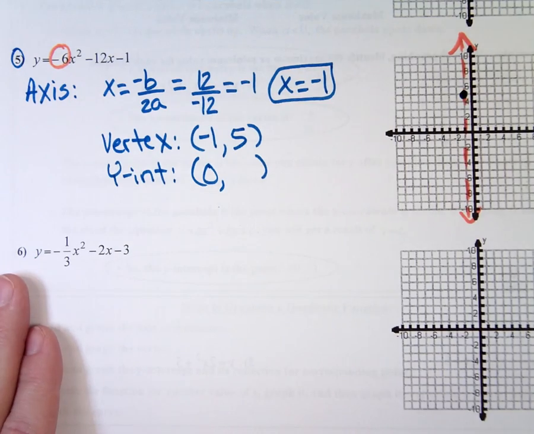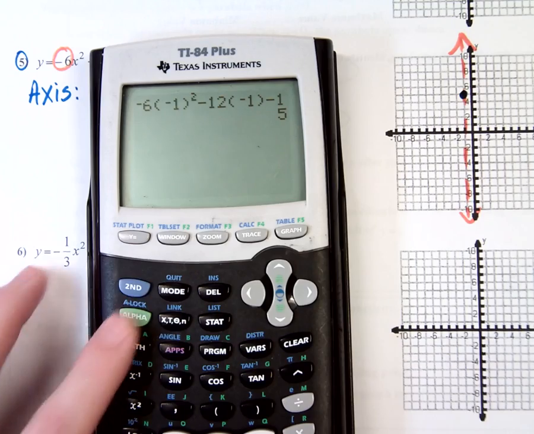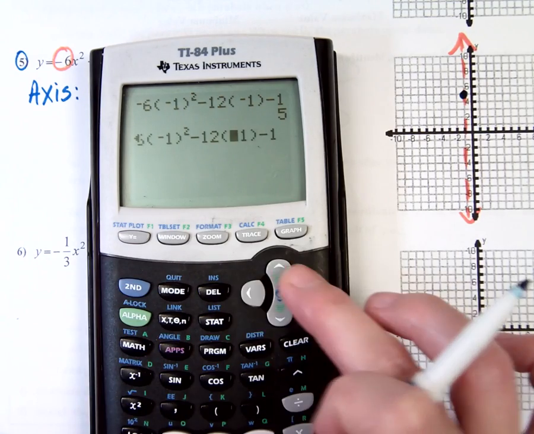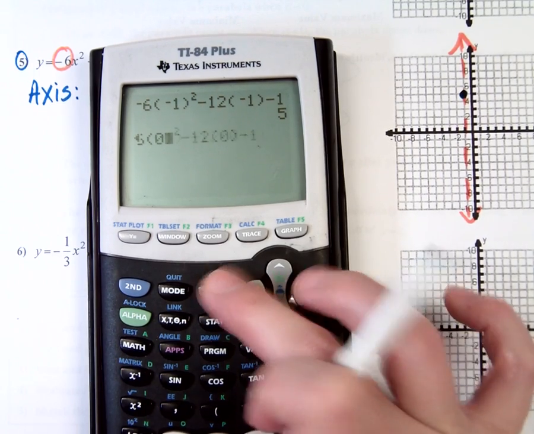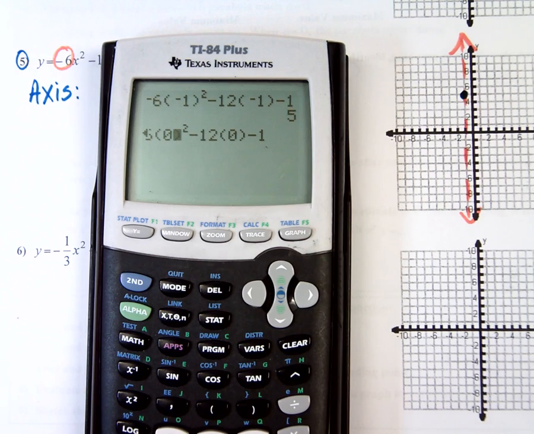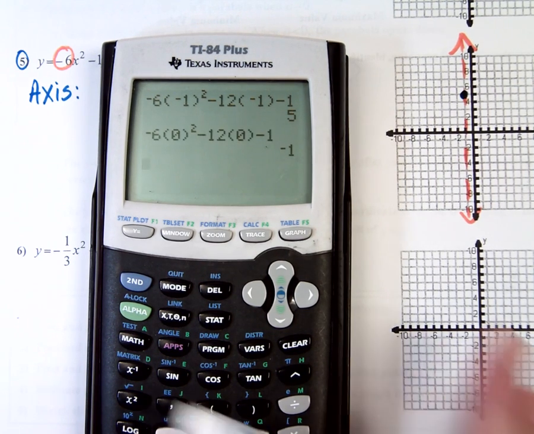Okay, so let's plug zeros into those x's. So I'm just going to go second enter, back it up, plug in a 0. I will have to delete. Plug in a 0. I will have to delete. Can you tell me what that would be without me hitting enter? -1. And that's what you should get.